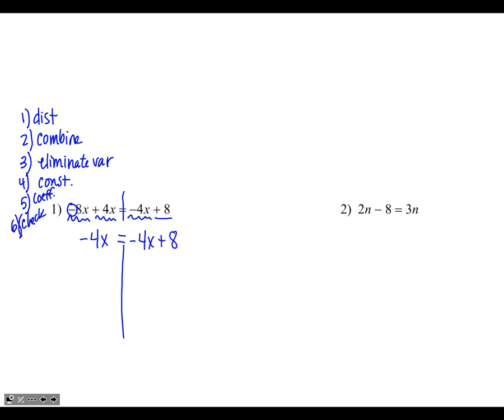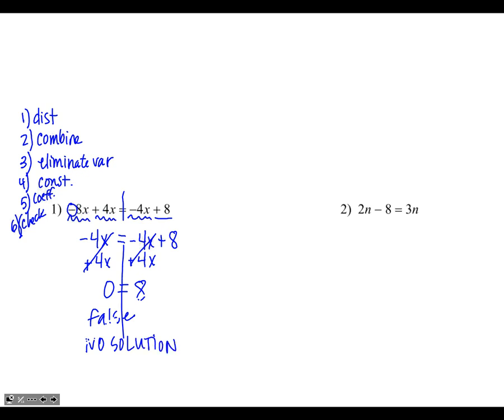And now I'm going to subtract, or add, 4x to both sides. And look what happens. That cancels, but so does that. And I have 0 equals 8. Hopefully you remember that when we have a false statement, because 0 does not equal 8, that means there is no solution to this equation.